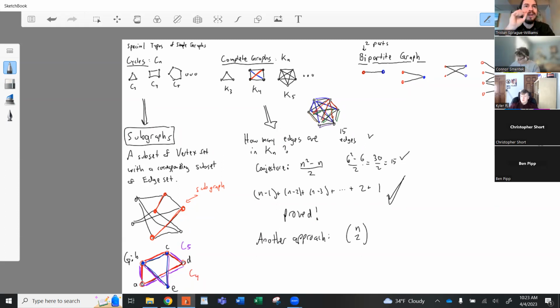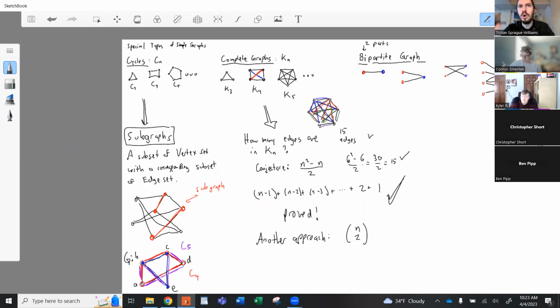N choose 2. What is an edge? An edge is a connection between exactly 2 vertices, 2 distinct vertices. Distinct because we're talking about a simple graph, so no loops. And no multi-edges, so we can only have up to 1 edge between any 2 specific distinct vertices.